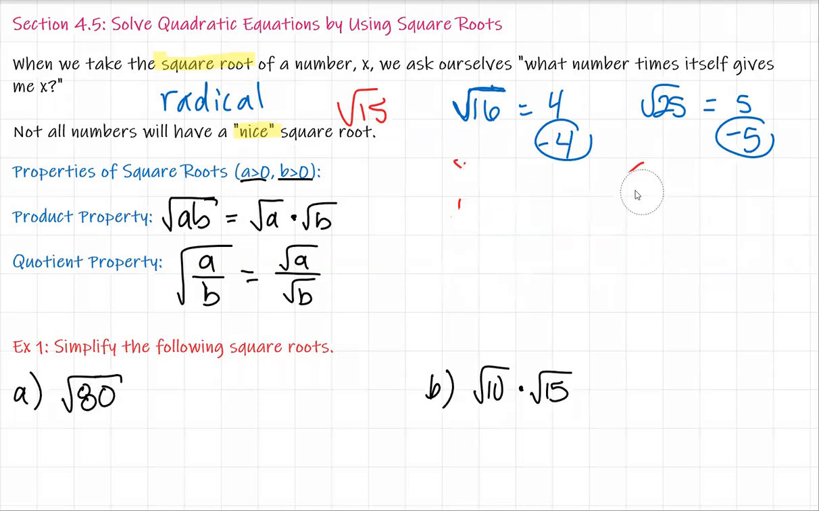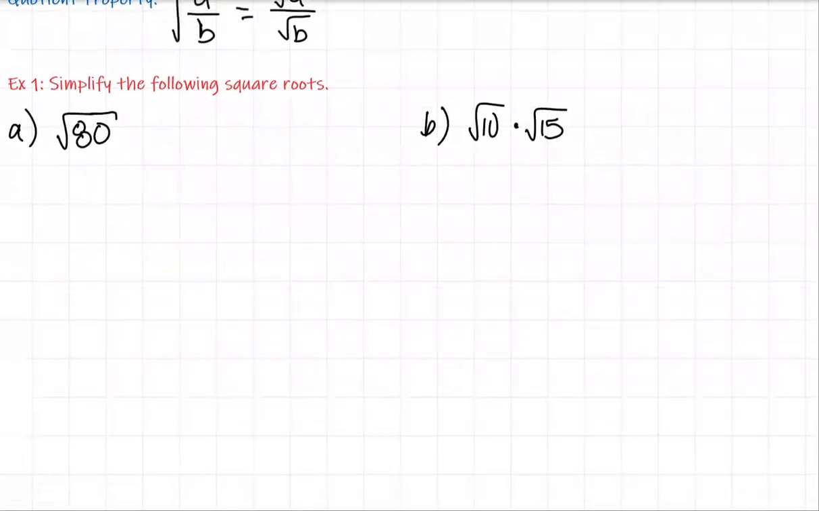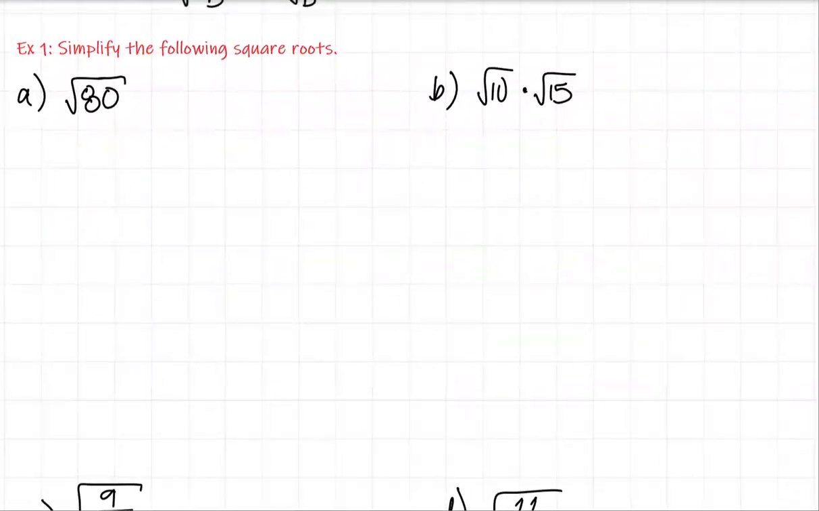Okay, let's do some examples. Simplify the following square roots. We're going to use the product property a lot for these first two, and in general for simplifying radicals, for simplifying square roots. To simplify the square root of 80, what it wants me to do is see if I can factor anything outside of the radical. So ask yourself, this is the nicest way to go about it.